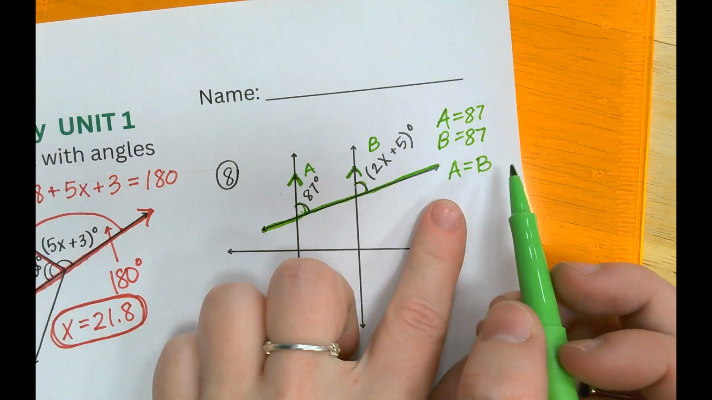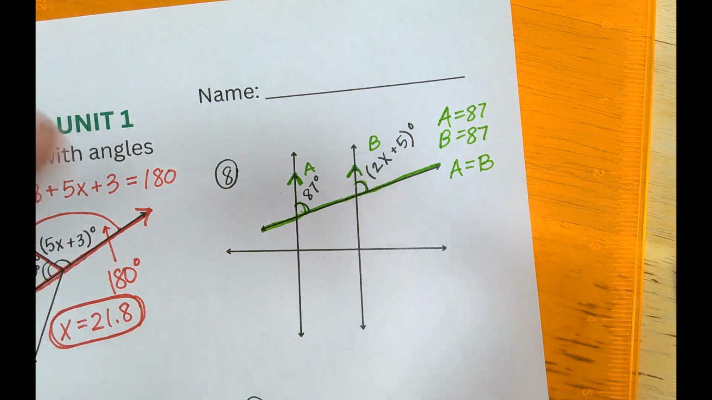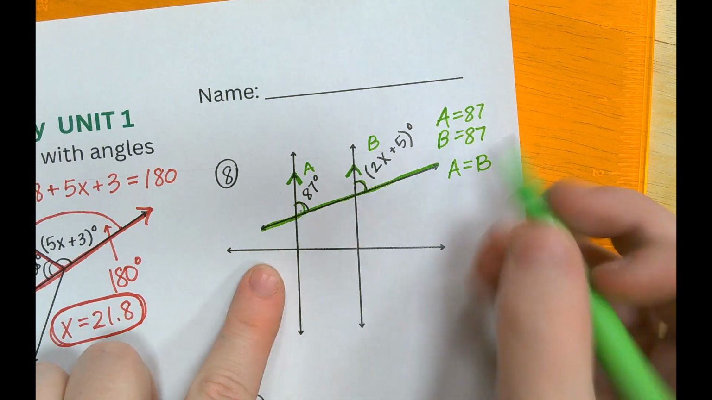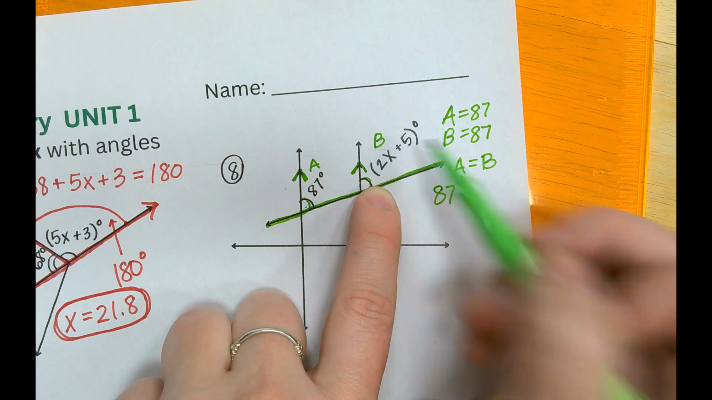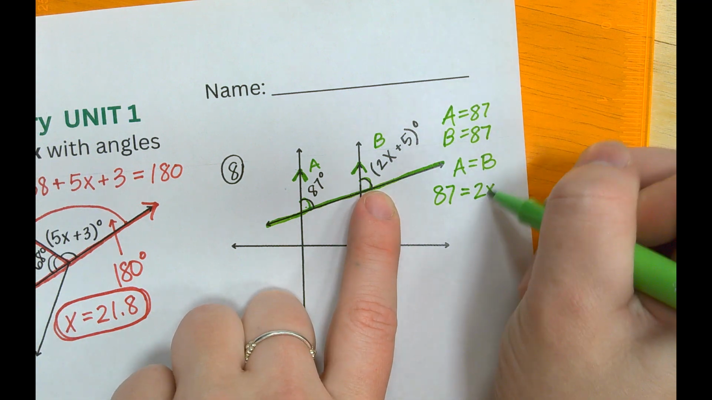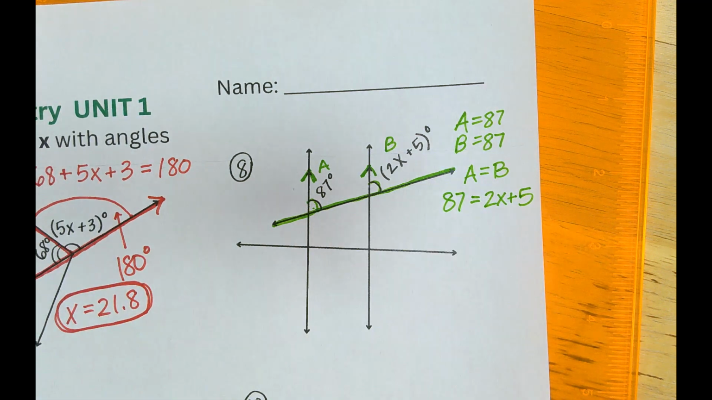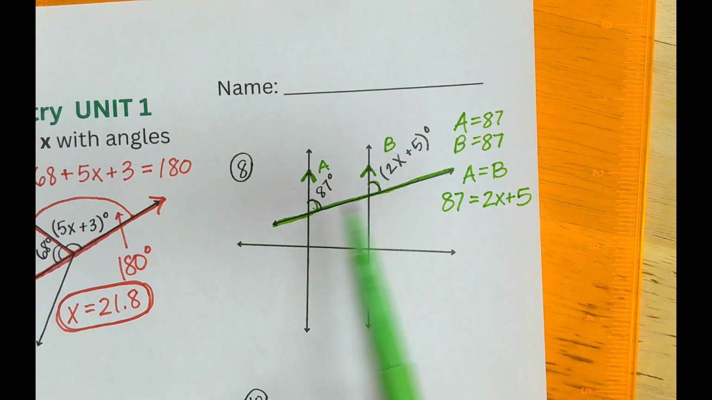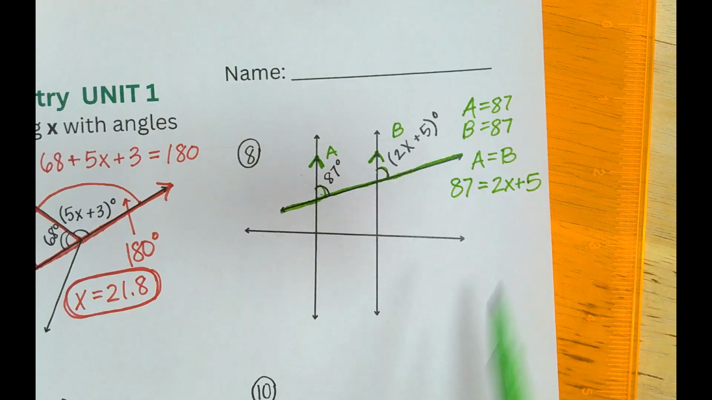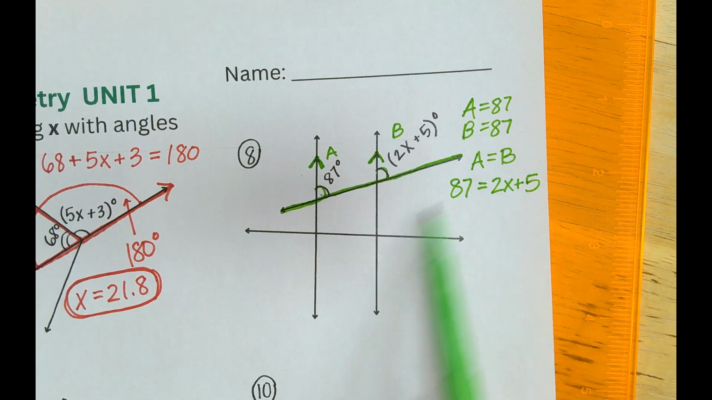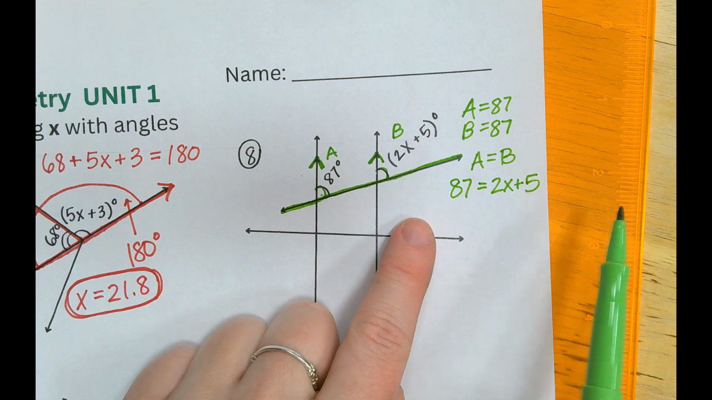So number 8, this is what we're gonna do. I know that angle A here is the same as angle B, so I'm just gonna set them equal to each other. 87 for A equals B, or 2x plus 5. Like that. And then we solve for x. So whenever our angles are equal to each other, we just set them equal to each other and we solve. Now, before we start solving this, does anybody want to go over again how we got to this point? Or are we feeling okay?